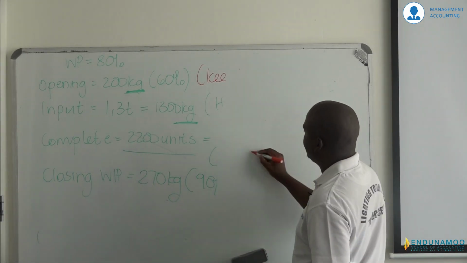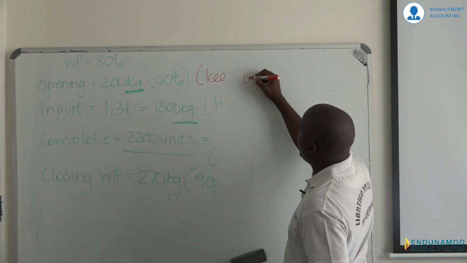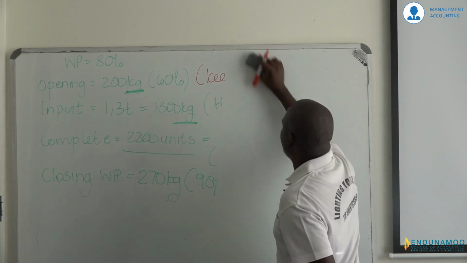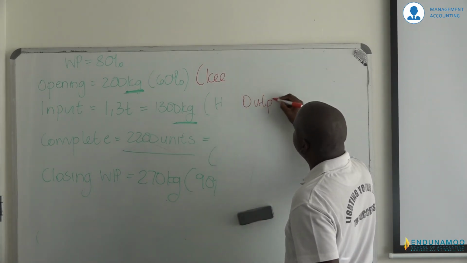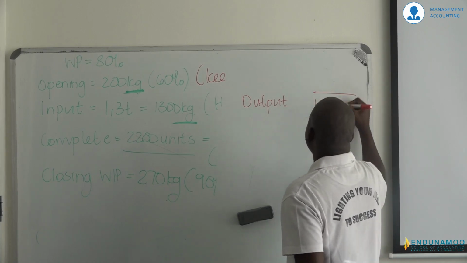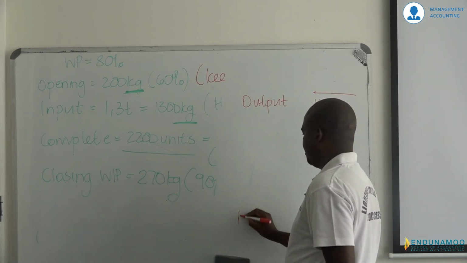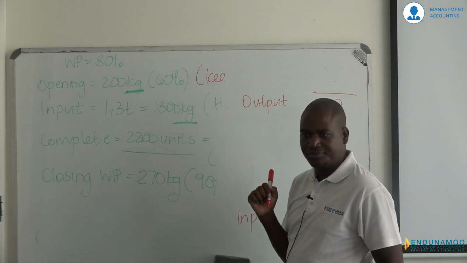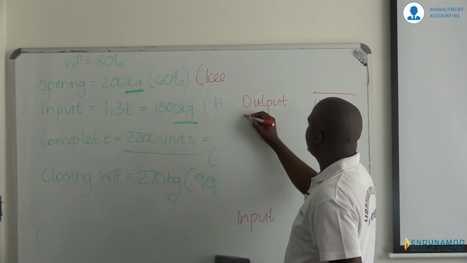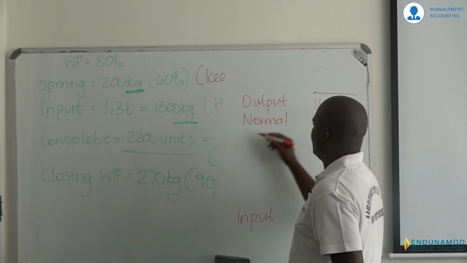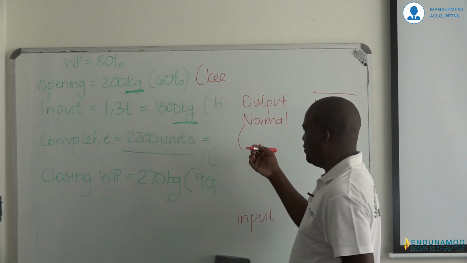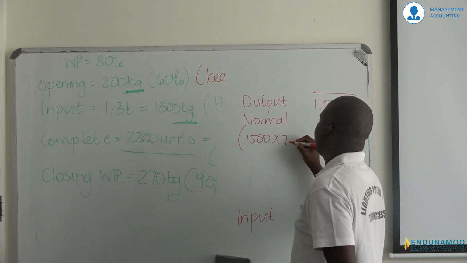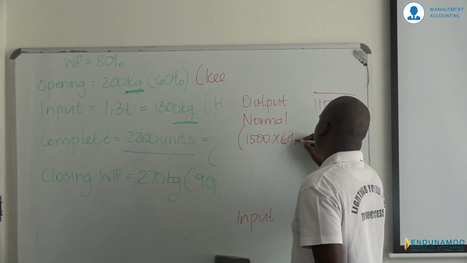Okay, my output is 11,100. And then input. Sorry, output is 11,100. I agree with you. Input is 1,500. I also agree with you. And then normal loss is 90, which is 6% of 1,500. So you kept both the input and the output in the total input, and therefore you said 1.5 multiplied by 6%, and you got 90. I agree with you.